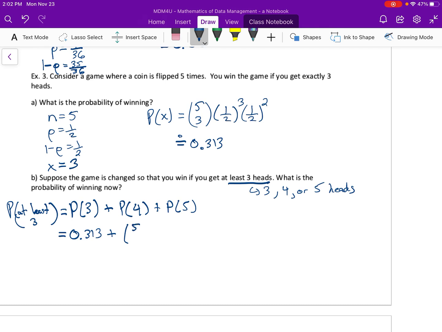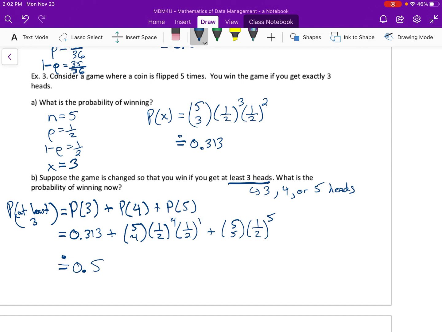Then I need this one. So similarly, I've got 5 choose 4, 1/2 to the exponent 4, and then 1/2 to the exponent 1. And you could just, again, simplify that to the exponent 5 if you want. And then 5 choose 5, and then 1/2 to the exponent 5. So if you work that out, you get approximately 50%.